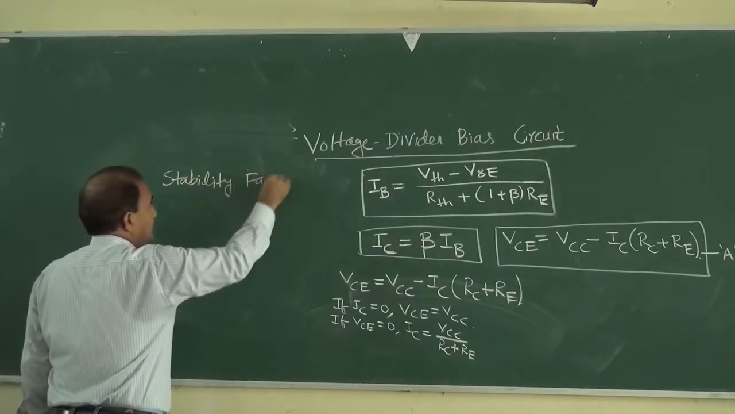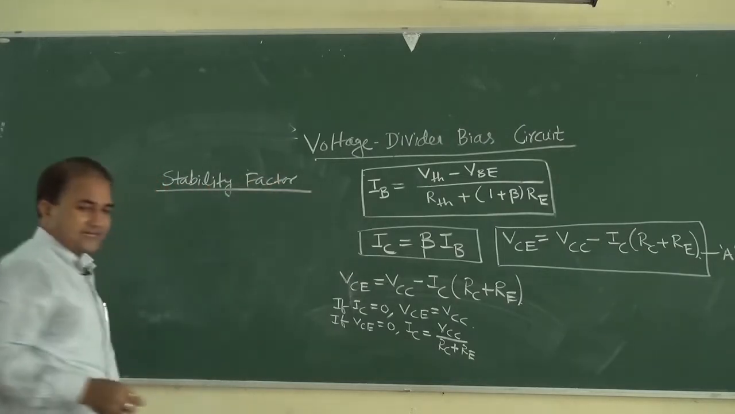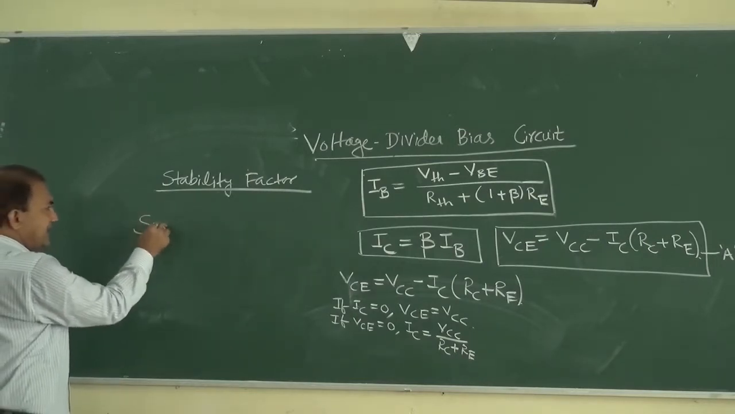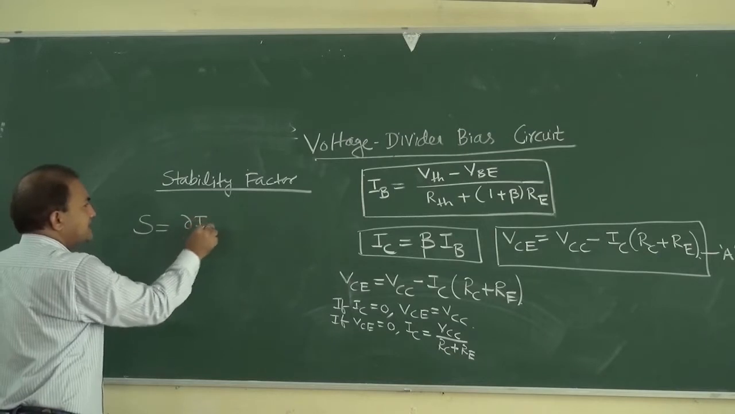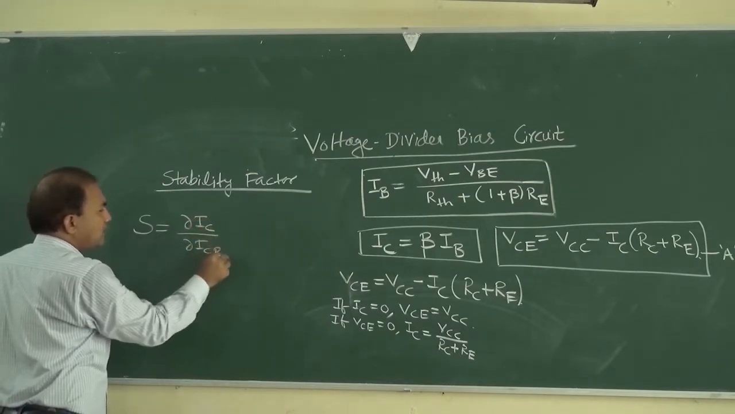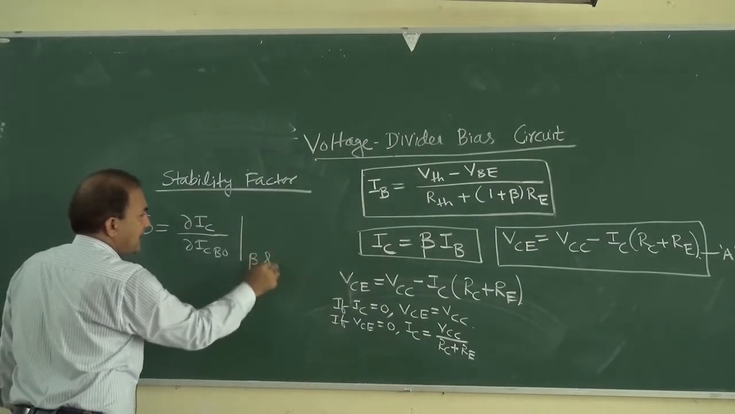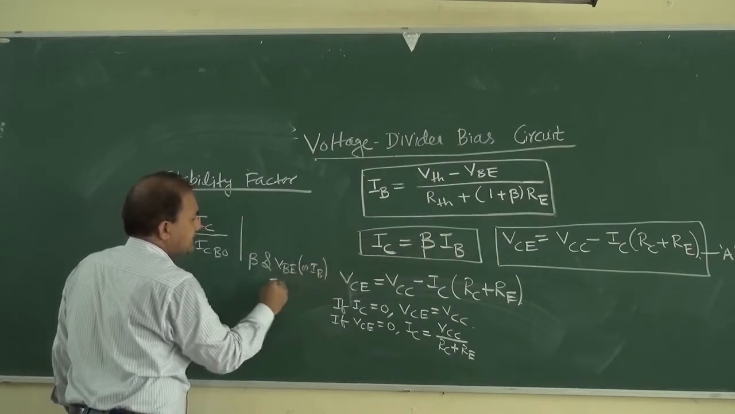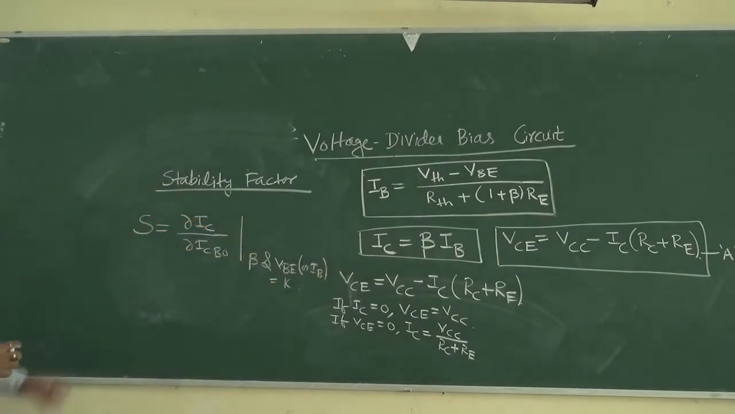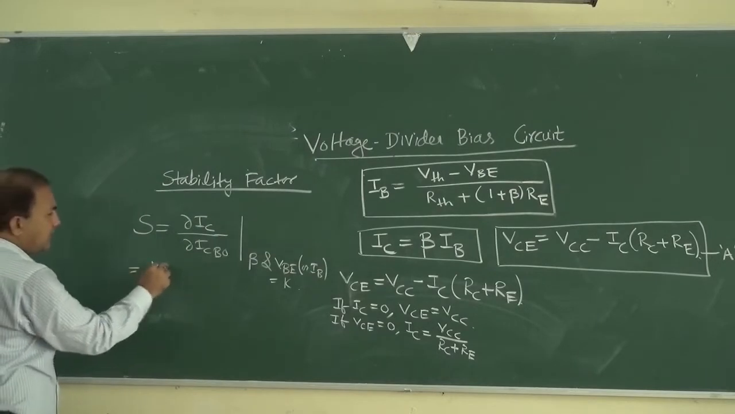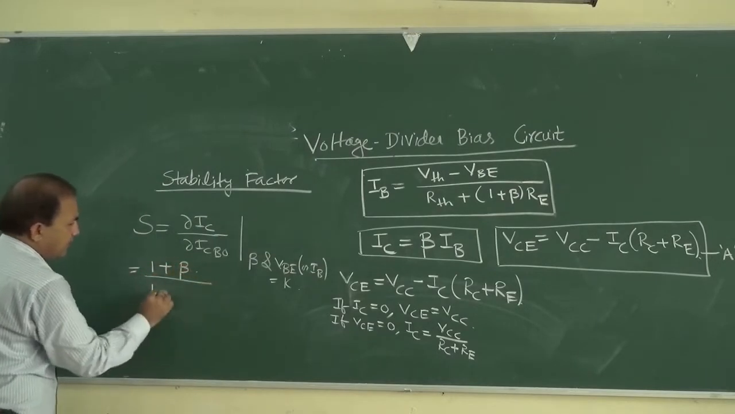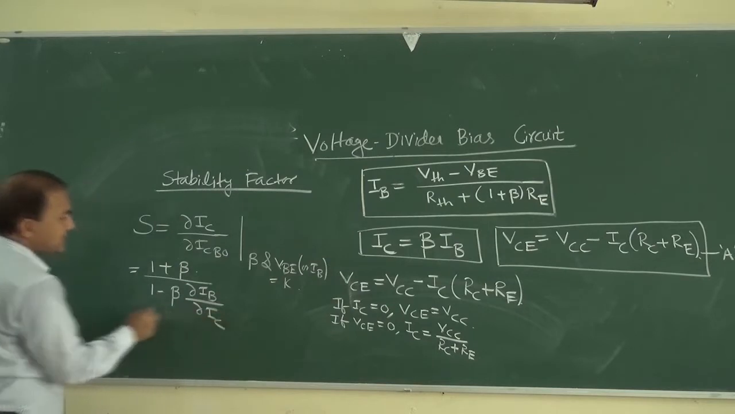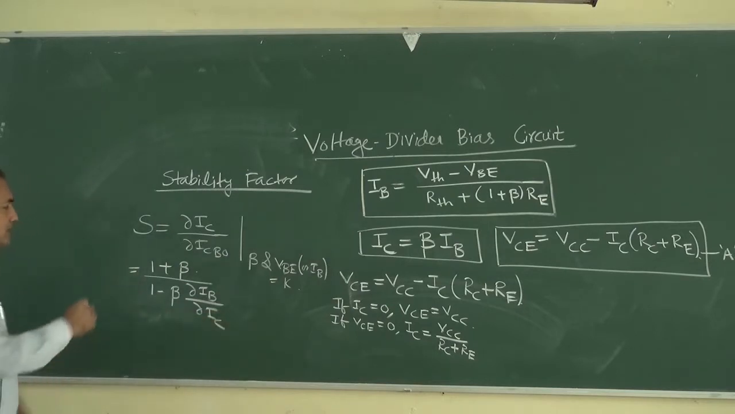Stability factor for this voltage divider bias circuit. How can we determine the stability factor? Okay, so the stability factor S is equal to del IC divided by del ICBO when beta and VBE or IB are constant. So it is equal to 1 plus beta divided by 1 minus beta into del IB by del IC. This expression we have seen earlier also.